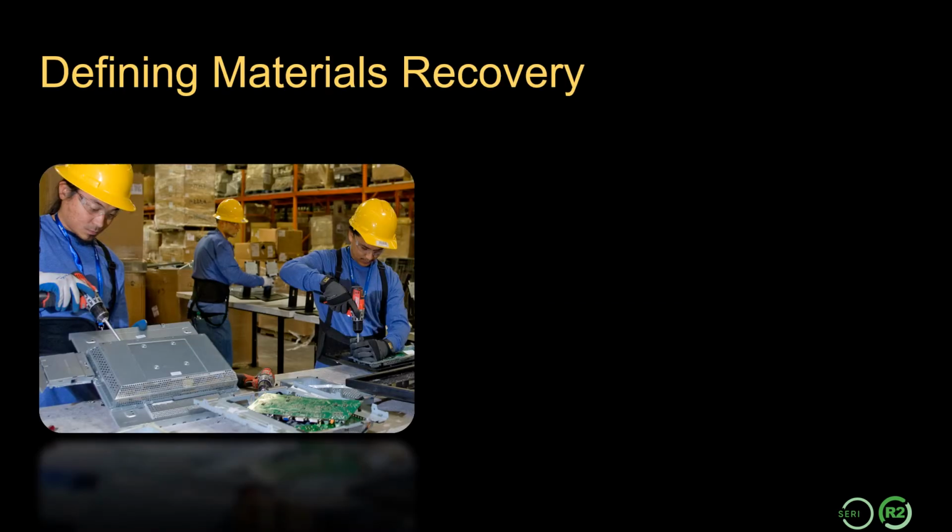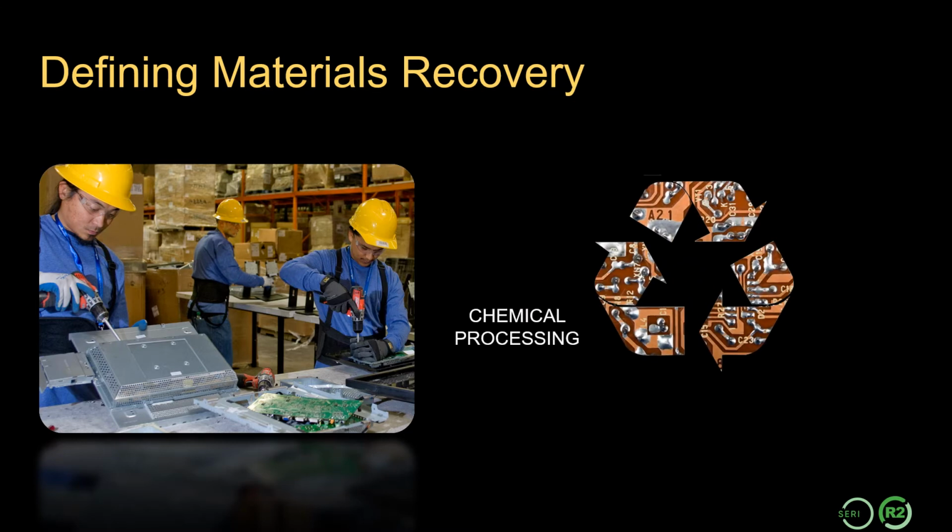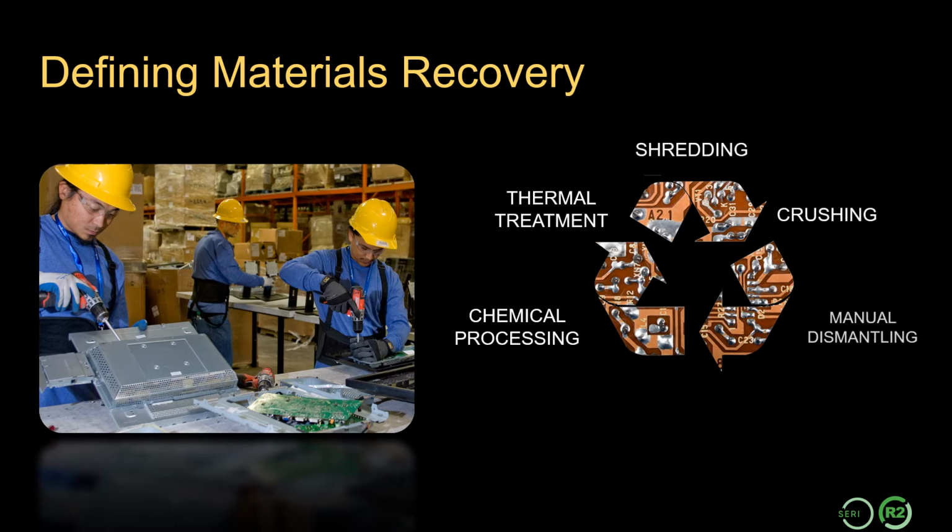Appendix E details the additional environmental, health, and safety requirements for facilities engaged in the materials recovery process. These requirements apply to all R2 facilities that undertake any variety of destructive dismantling and separation processes for the purpose of material separation and recovery, whether manual dismantling, mechanical processing, or any other method of separation and recovery. There are a variety of processes that could be included under materials recovery, including chemical processing, thermal treatment, shredding, crushing, manual dismantling, or any other destructive process involving activities such as breaking, cutting, smashing, or prying.